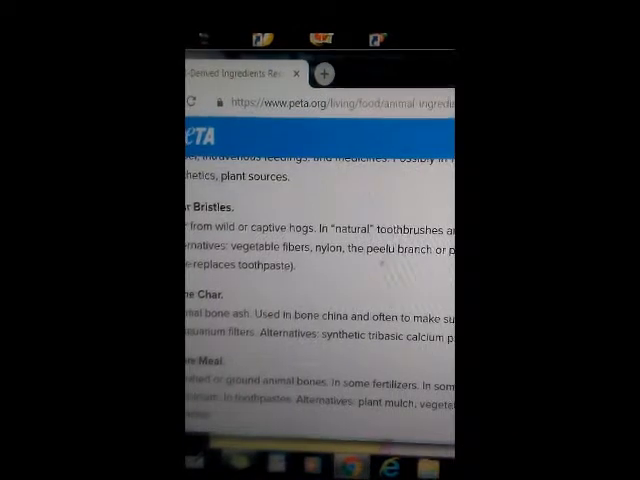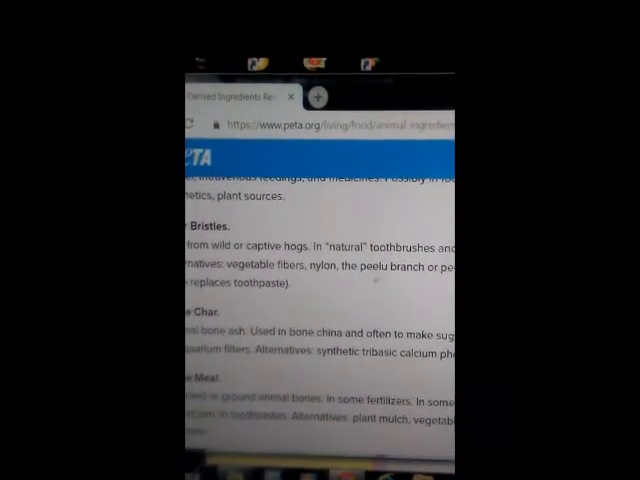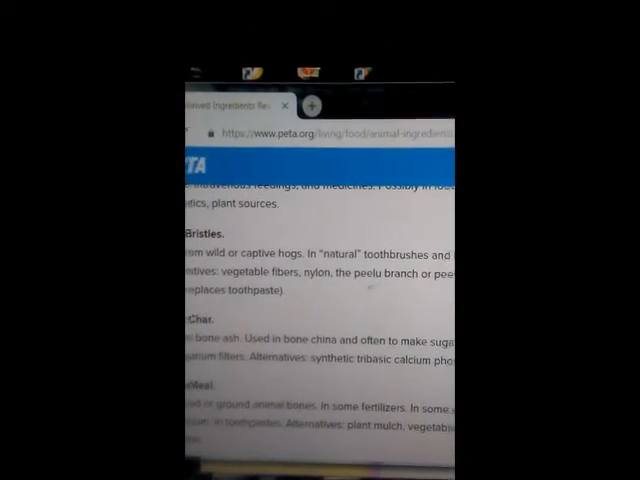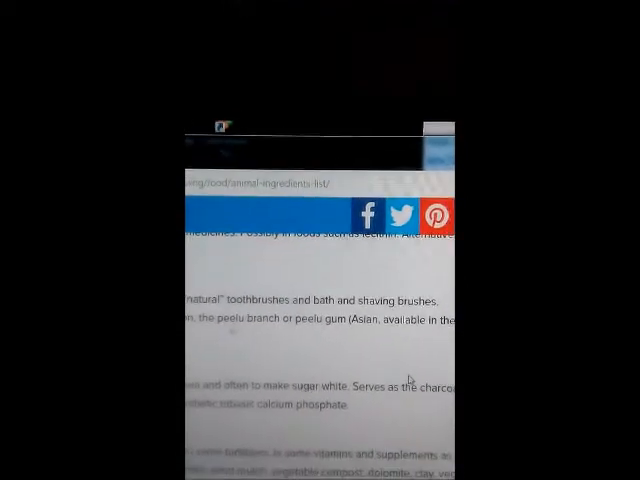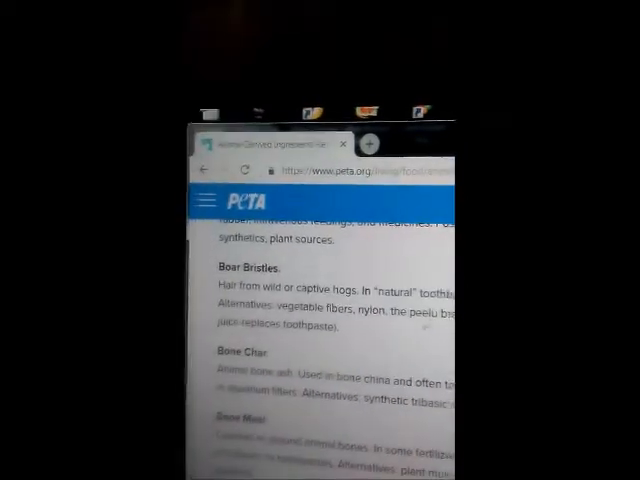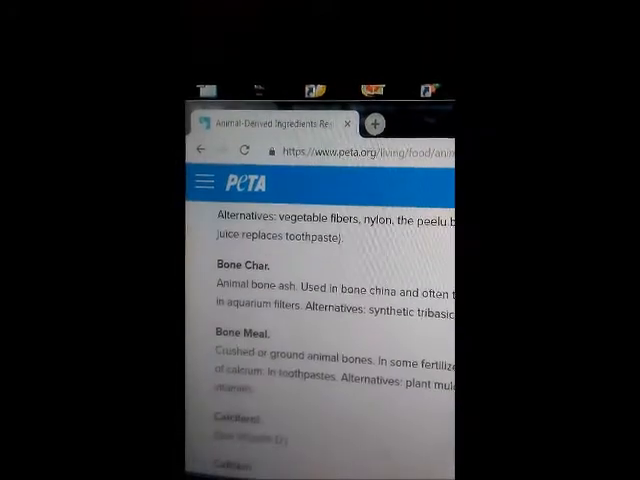Boar bristles, hair from wild or captive hogs, in natural toothbrushes and bath and shaving brushes. Okay, you've got the alternatives: vegetable fibers, nylon, and pilu branch or pilu gum, which is Asian and available in the U.S. Its juice replaces toothpaste.